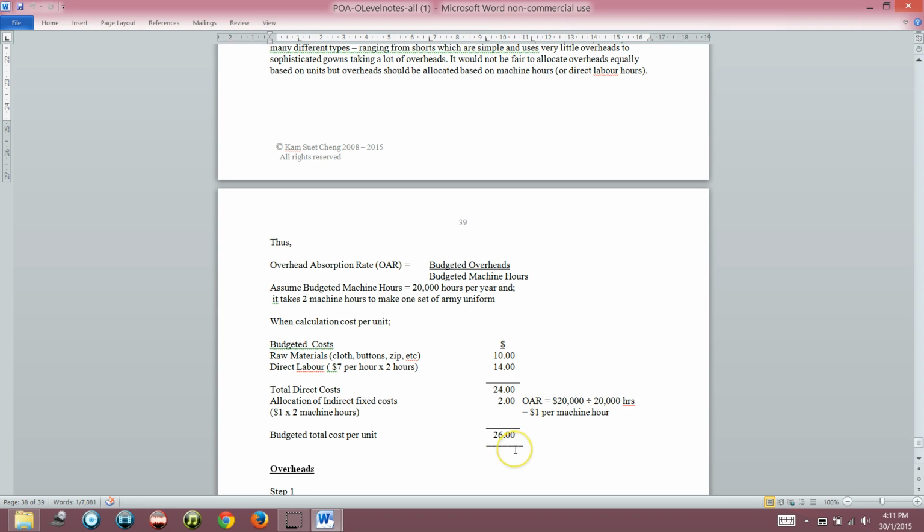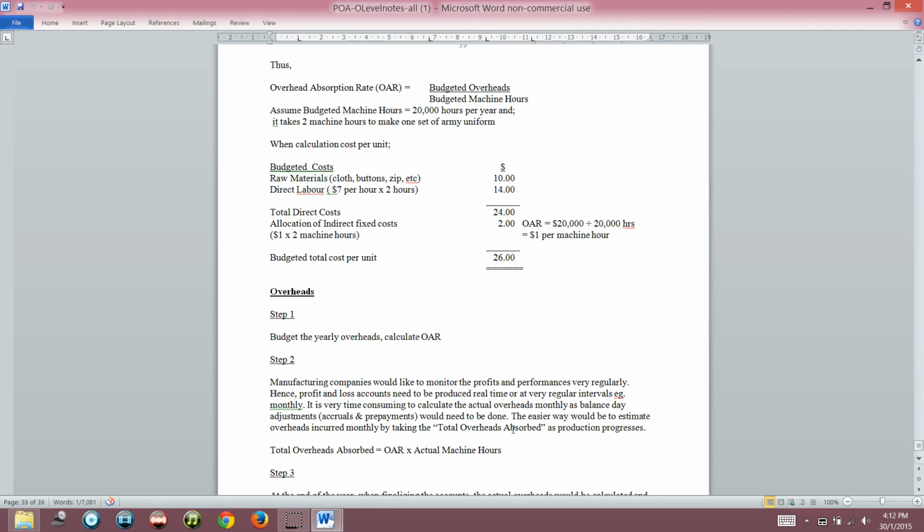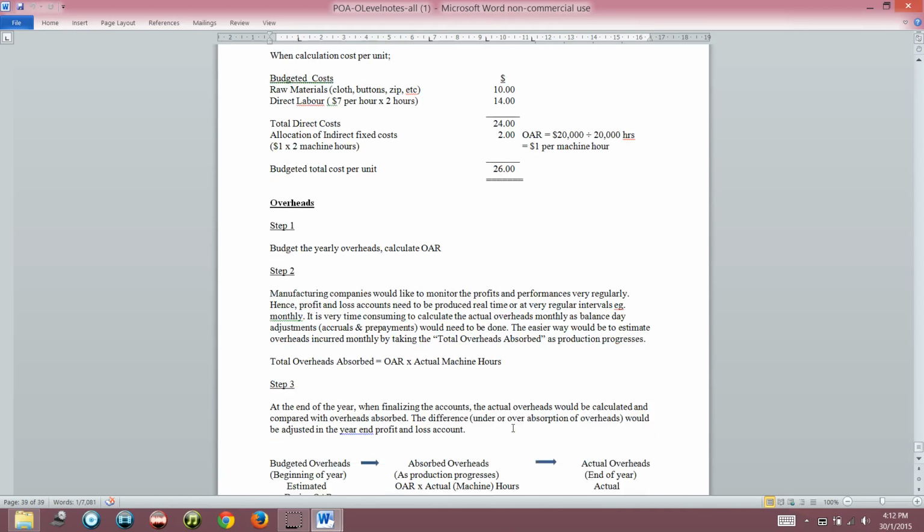That means all this planning will happen at the very beginning of the year, before the start of the year. Okay, this is the planning part, or before you even start the business if it's the first year. Okay, so now we look here.